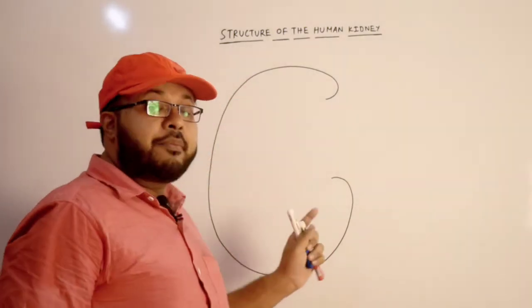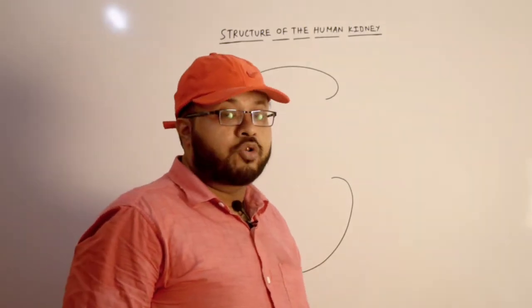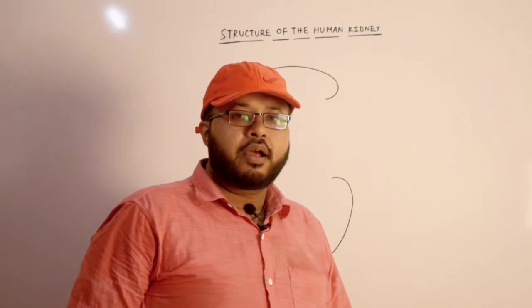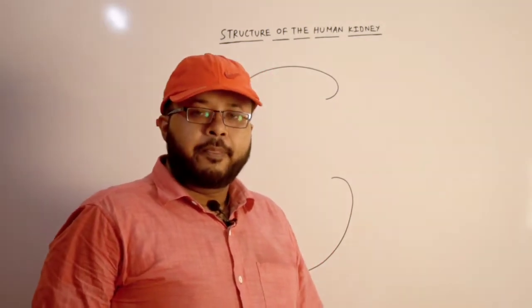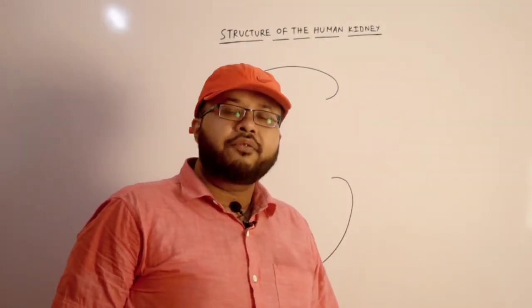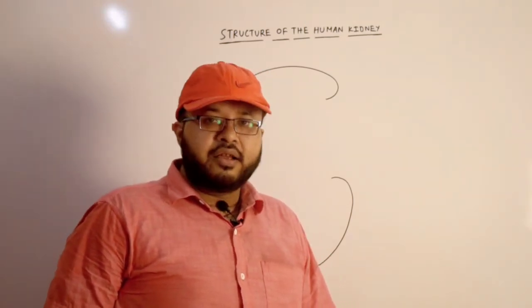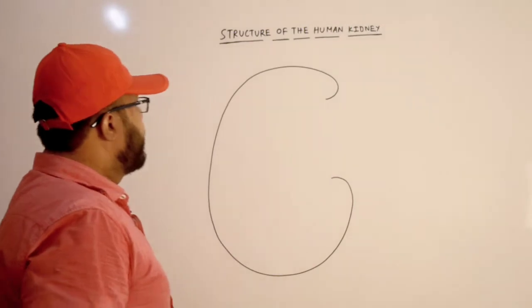Each kidney has about 1.2 million nephrons or uriniferous tubules which filter the blood and produce urine. Nephrons are the structural and functional units of kidney. Now let us see the structure of the kidney.